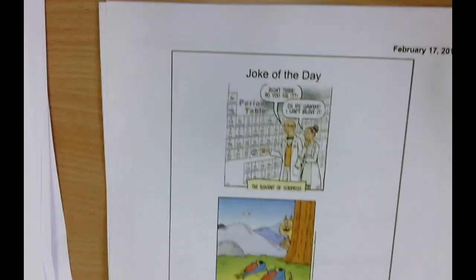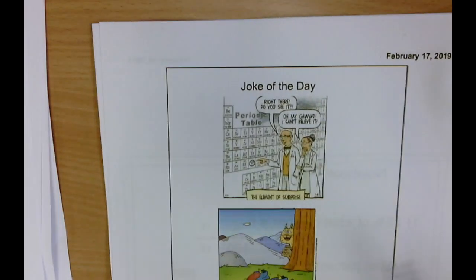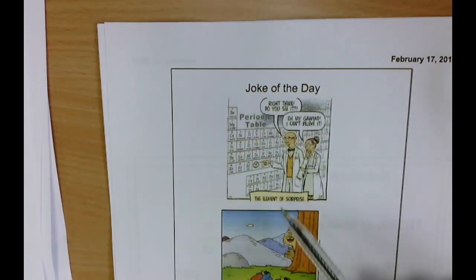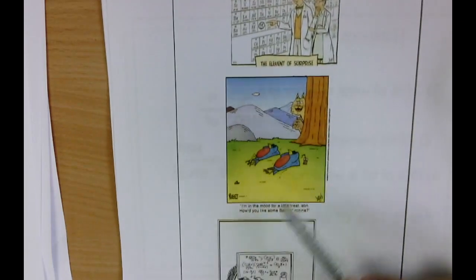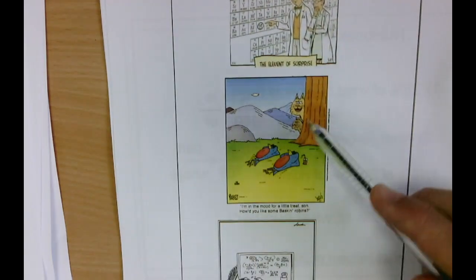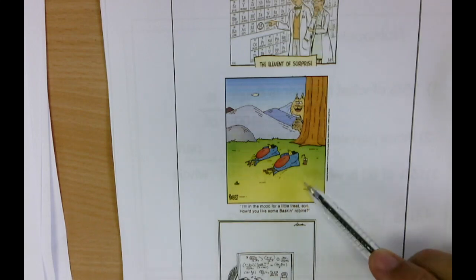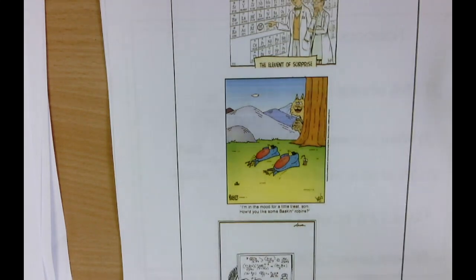Let's start with some jokes. Right there, do you see it? Oh my god, I can't believe it. It's the element of surprise. Two lions talking to each other. I'm in the mood for a little treat, son. Would you like some Baskin Robbins? You see it because they're robins and they're in the sun?